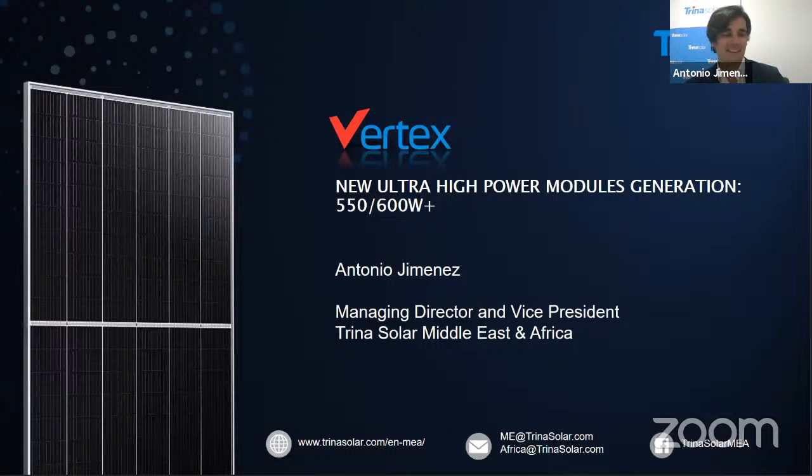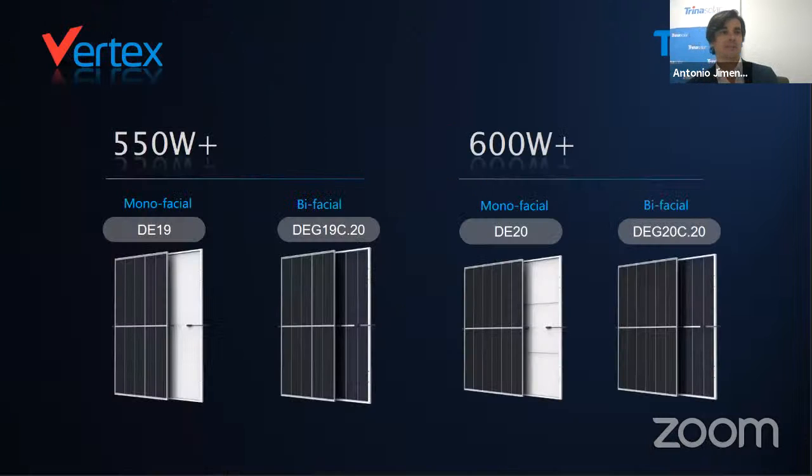Hello, everybody, and thank you for your time. We'd like to present today a brief introduction of the new ultra-high power module of 550 and 600 watts. This was presented lately. It is the new offering of Trina Solar as the most advanced products in the market. We are bringing to the market four products. Two of them are monofacial, two of them are bifacial. One is 550 watts, another 600. As you have seen, it is with the new 210 cell.